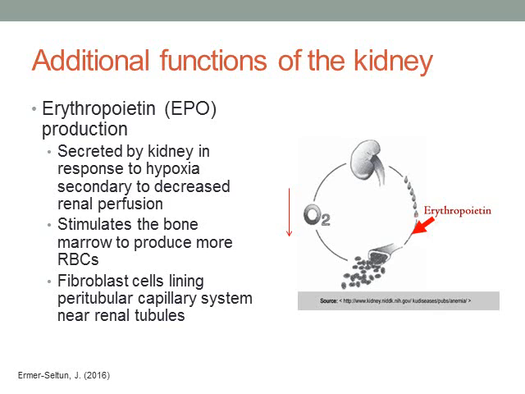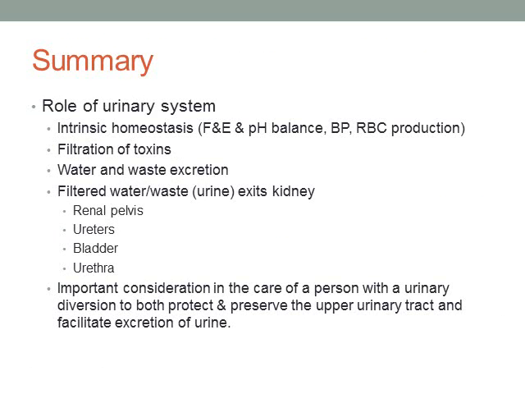Erythropoietin is secreted by the kidney in response to hypoxia secondary to decreased renal perfusion or decreased oxygenation in the arterial flow. This EPO production will then stimulate the bone marrow to produce more red blood cells. Fibroblast cells lining the peritubular capillary system near the tubules are responsible for the actual EPO production and release.